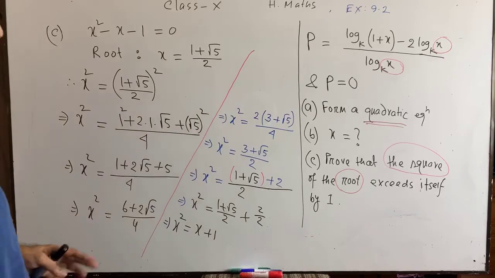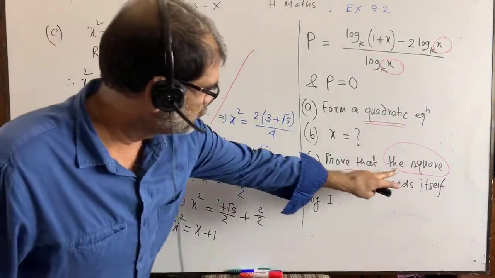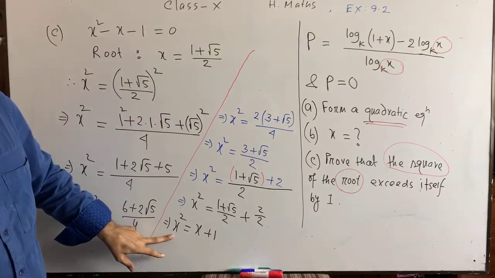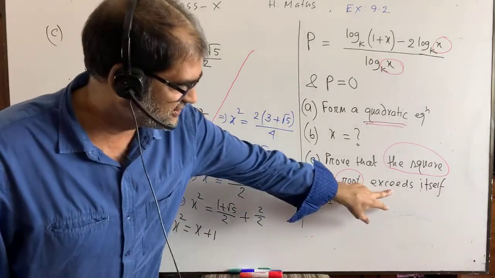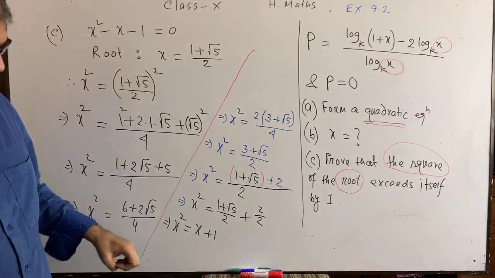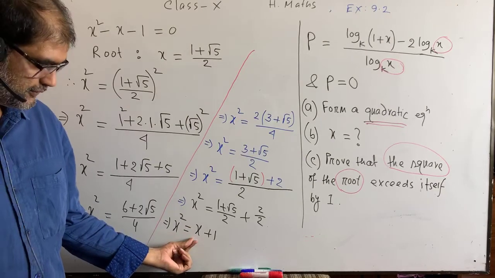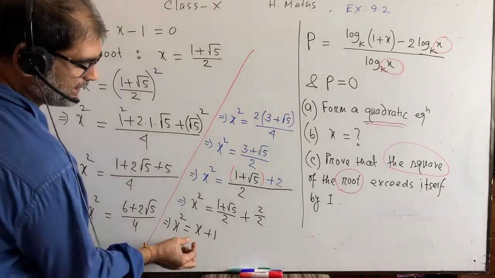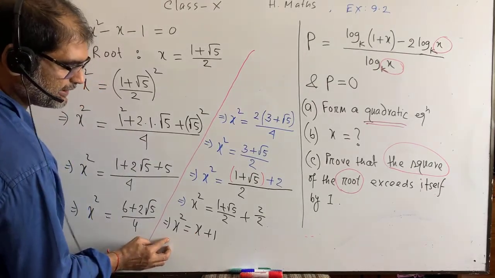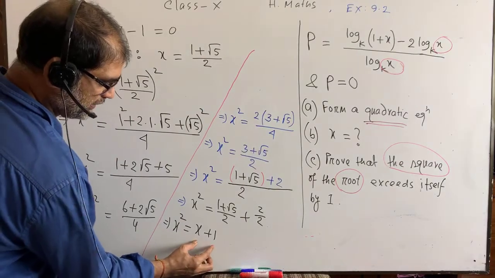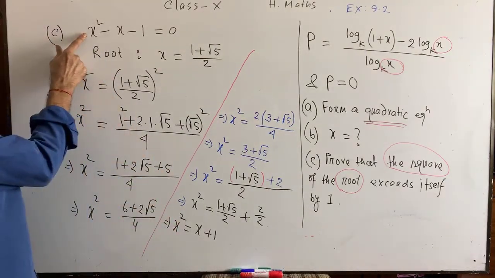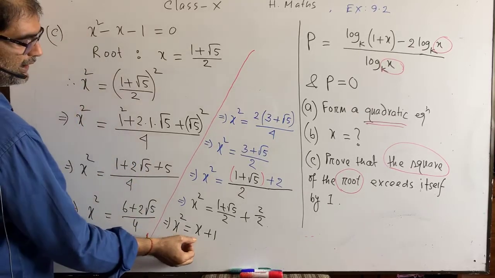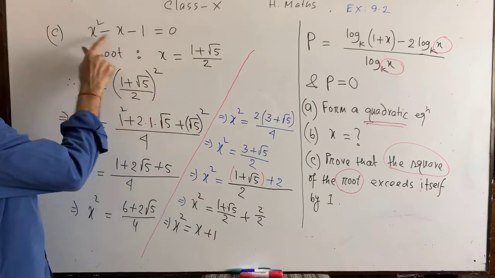Now you see the square of the root, x is the root whose value is this, the square of the root exceeds itself by 1. So itself means x plus 1. The interesting fact is that if you take these two in the left hand side, you will get this x square minus x minus 1 equal to 0 here.